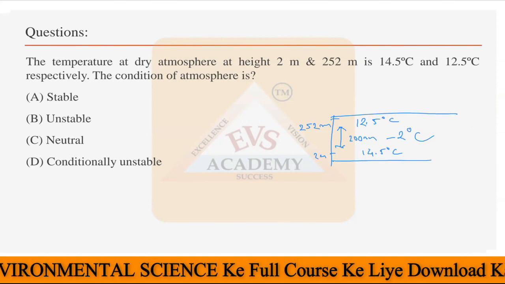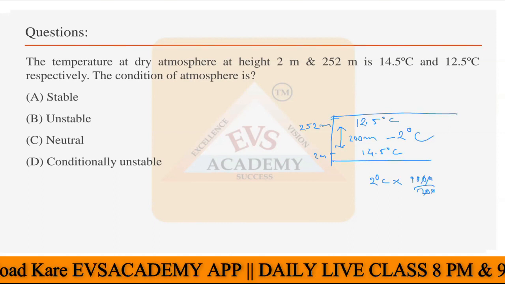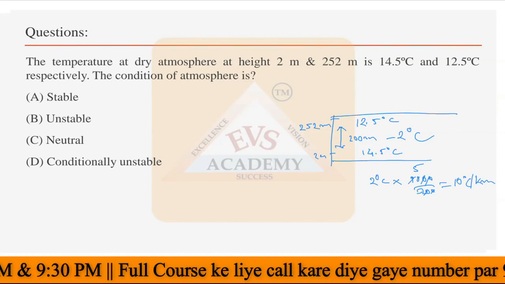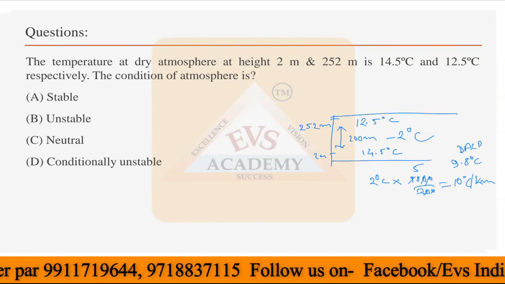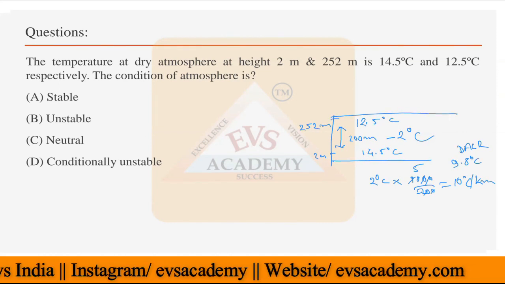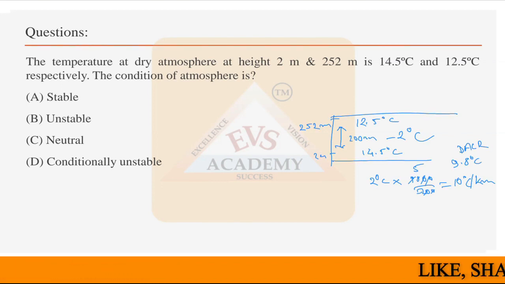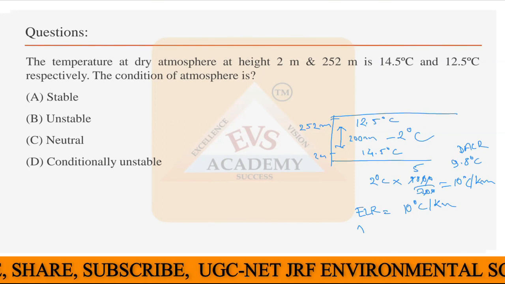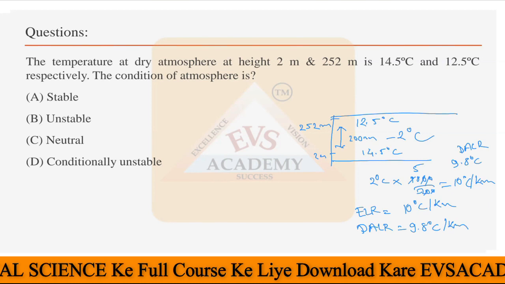So for 1 kilometer, this would be 2 degrees Celsius multiplied by 1000 divided by 200. That would be 5 multiplied by 2, that is 10 degrees Celsius decrease per kilometer. And we know that 9.8 degrees Celsius per kilometer is the value of DALR. So the question is asking you to tell the condition of the atmosphere, whether it is unstable, stable, or conditionally unstable. We have the ELR value from the calculation, which is 10 degrees Celsius per kilometer. The DALR value we already know is 9.8 degrees Celsius per kilometer. So clearly we can see that the ELR value is more than the DALR value.